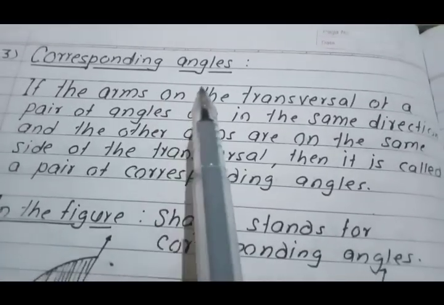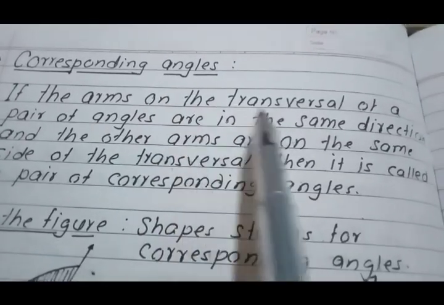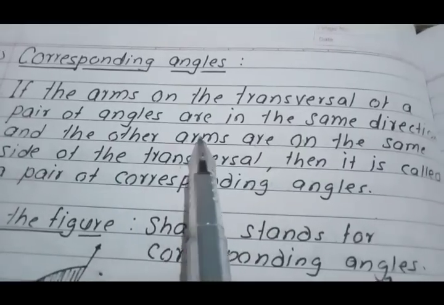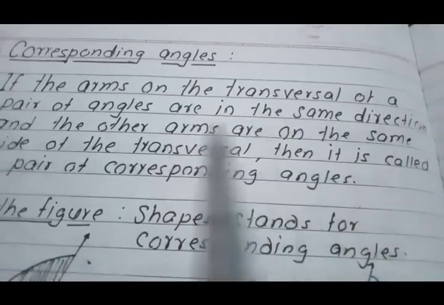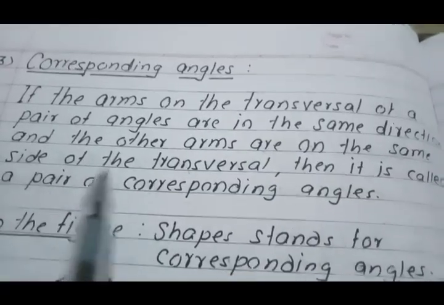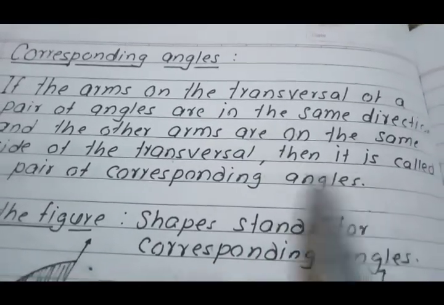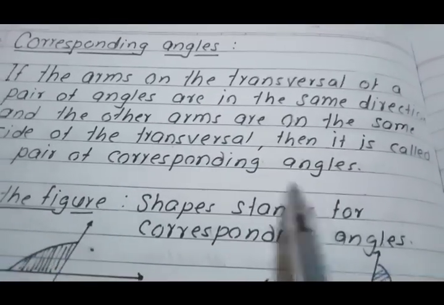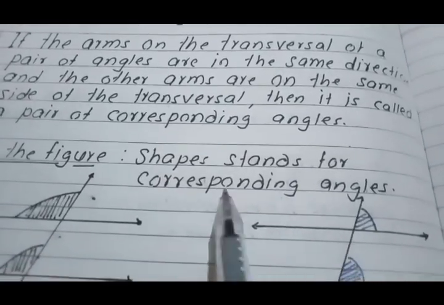Point 3. Corresponding angles. If the arms on the transversal of a pair of angles are in the same direction and the other arms are on the same side of the transversal, then it is called a pair of corresponding angles. In the figure, the shapes stand for corresponding angles.